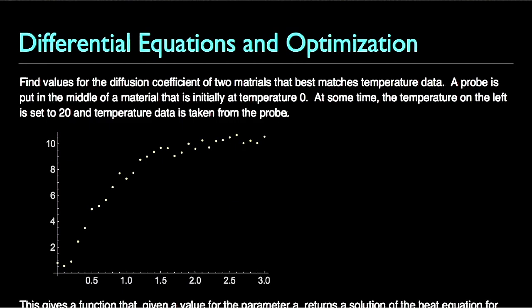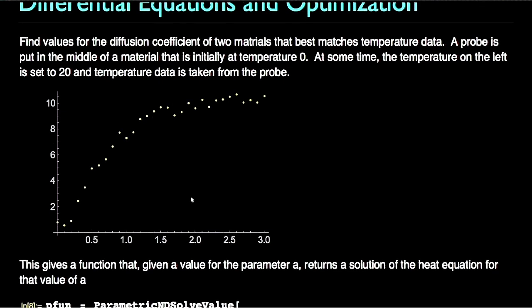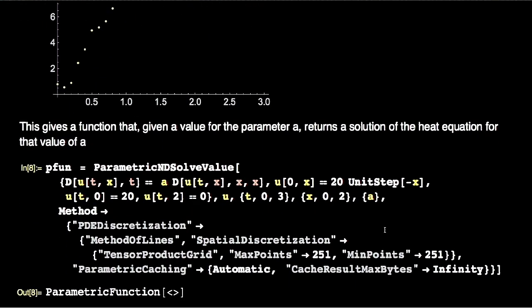Let's look at one more example, differential equations and optimization together. Here I've got some data, which I have to admit I artificially produced. Let's say I've got a wall and I've put a temperature probe in the middle. At some time I set the temperature on one side of the wall to be 20 degrees, and the other side at 0, and I measure the temperature in the middle over time, with natural error, as you would have with a probe. That's what this data gives me. What I want to find is the diffusion coefficient of that wall. How good is the insulation, say?